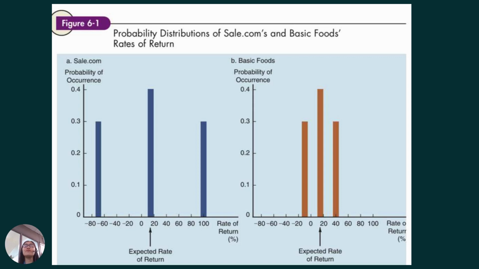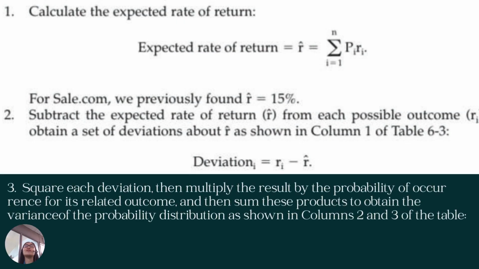So since Basic Foods has a relatively tight probability distribution compared to Sale.com, its actual return is more likely to be closer to its expected return. So therefore, Basic Foods is considered less risky in this context.